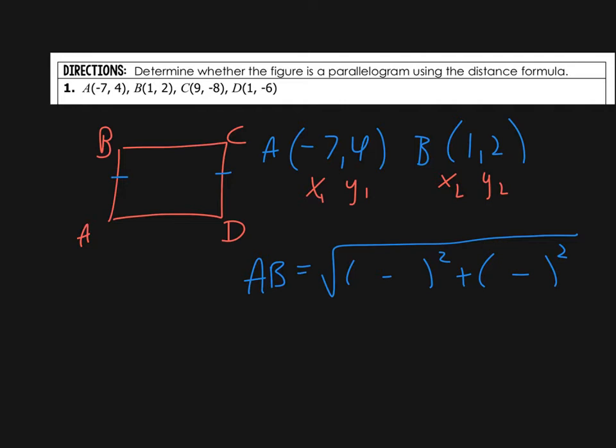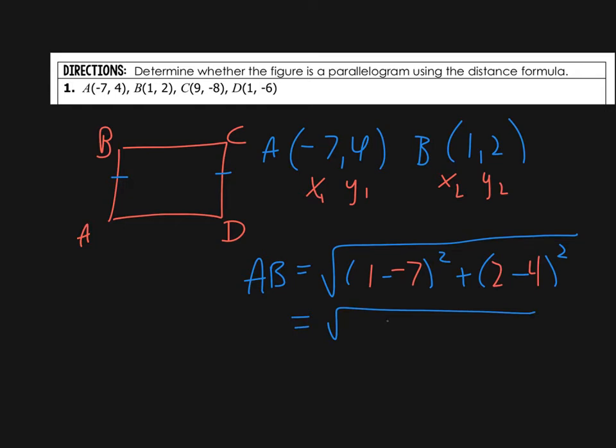As you can see, I've written my points over here, copied from what was given to me. (-7, 4) is A, (1, 2) is B. I've labeled them x1, y1, x2, y2, and I've set up the distance formula for AB right here. Now all I need to do is populate my values. So x2 is going to be 1, and x1 is going to be -7. y2 is going to be 2, and y1 is going to be 4. Now I'm just going to start collapsing this down.